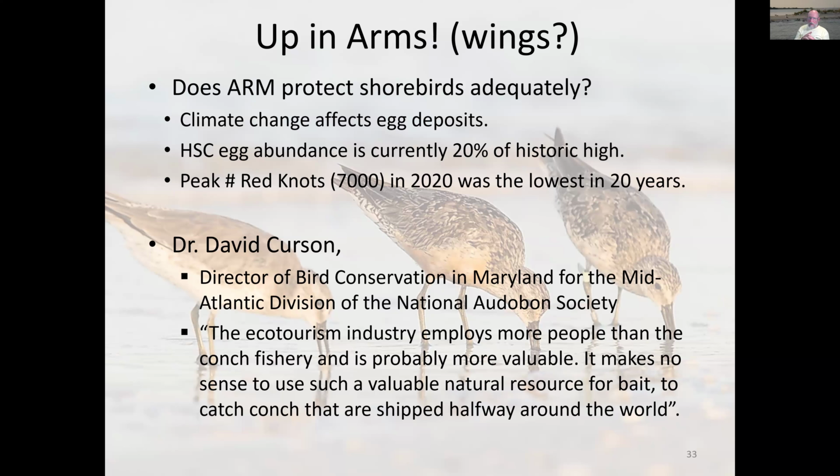I had a chat with Dr. David Curson, who is a director of bird conservation in Maryland for the Mid-Atlantic Division of the National Audubon Society, a few years ago. And he said, and I quote, "The ecotourism industry employs more people than the conch fishery and is probably more valuable. It makes no sense to use such a valuable resource, the horseshoe crabs, for bait to catch conch that are shipped halfway around the world."